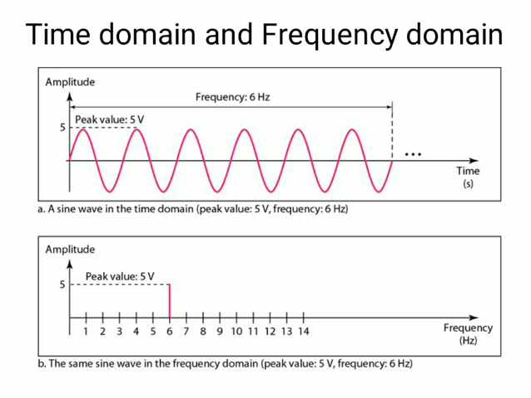The x-axis represents time and the y-axis represents the quantity, whatever it is. Here they have shown it as volts, that is why the peak value is 5 volt.